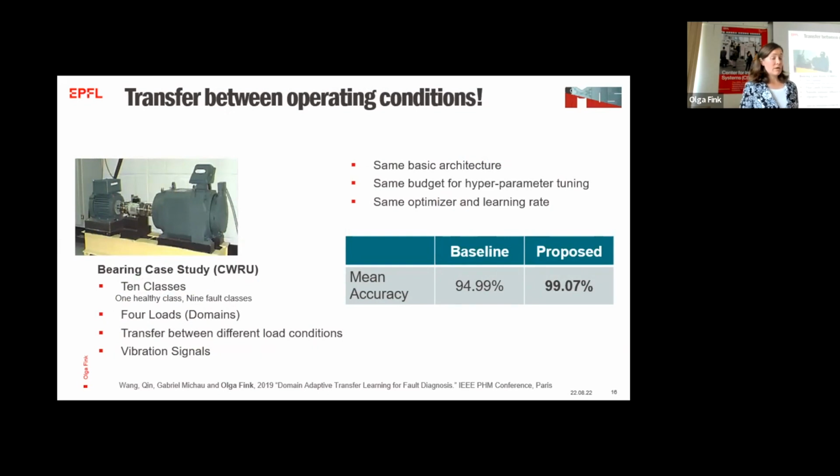4 load domains. And what we took as a baseline is the case when we train the model on the source data set and don't do anything else. And what you see is that already the performance of the baseline is quite high, so it's 95%, which also means that the domain gap between the 2 domains is rather small, so it already performs quite well. However, if we now apply domain adaptation to it, we're able to improve the performance by around 4%, which is quite a significant performance boost.